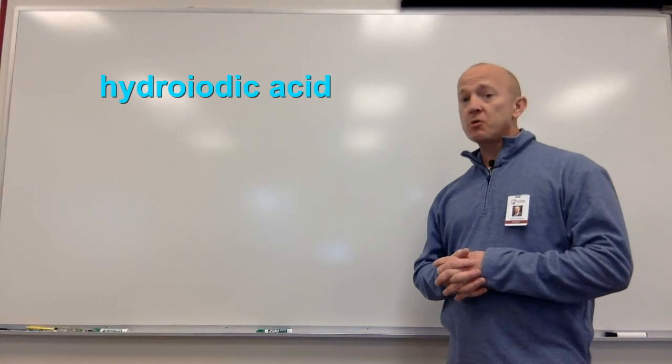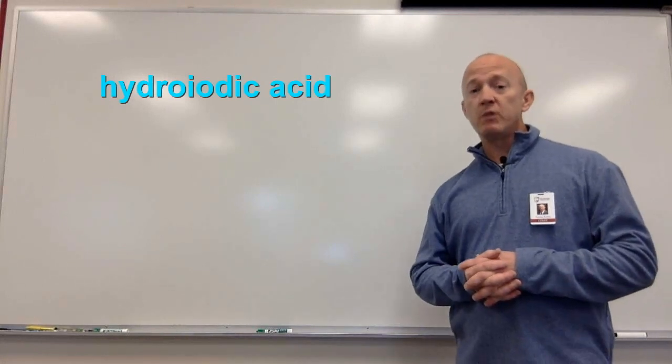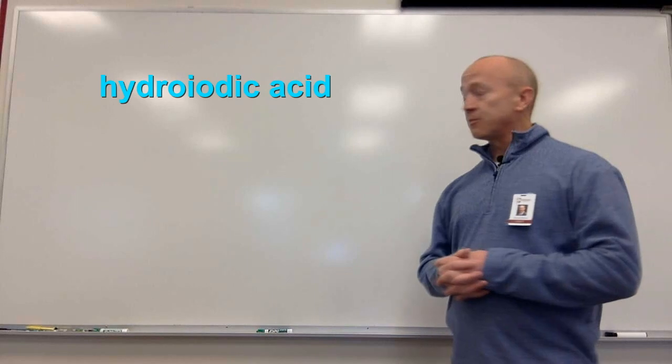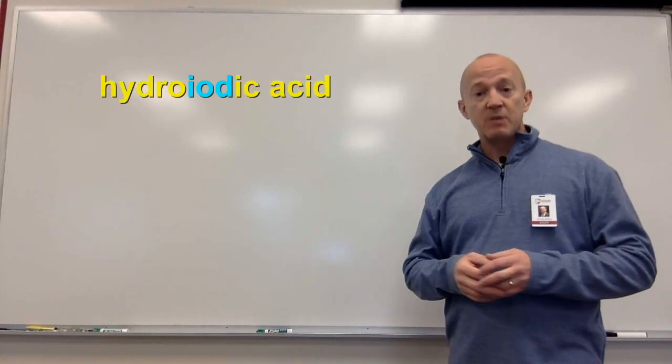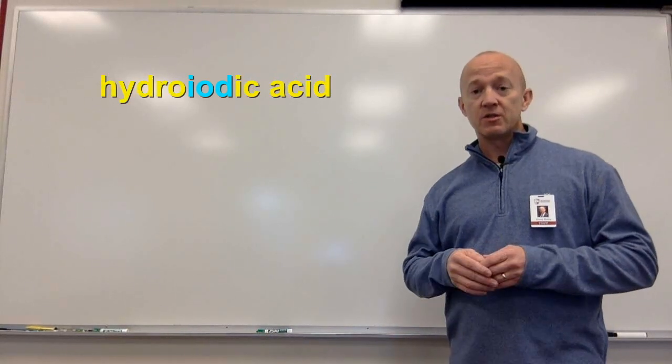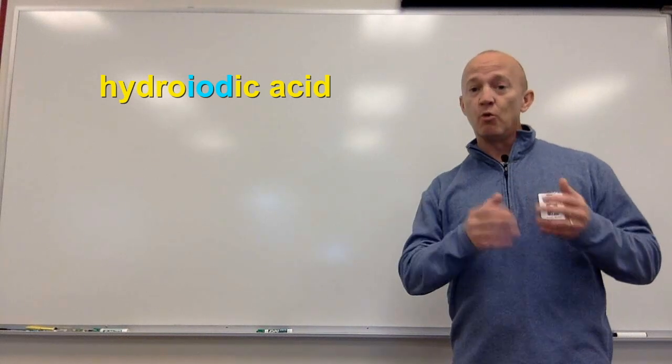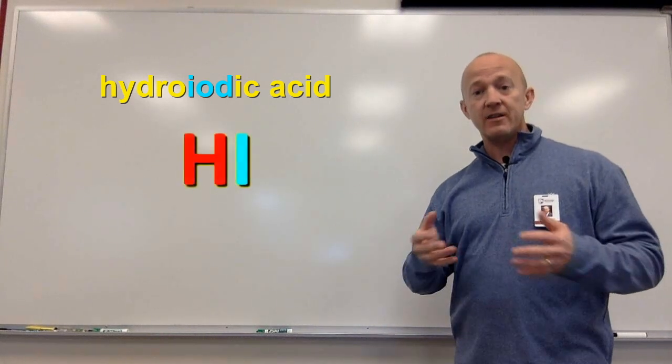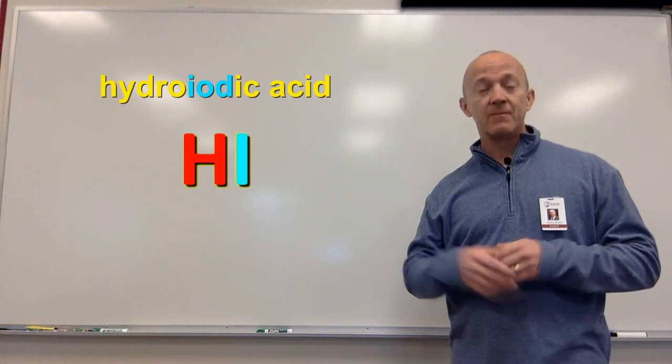And we can do the same thing with acids as well. Here's hydroiodic acid. How will we write that as a formula? Well, we see that the prefix hydro is present, which means that it's a binary acid. So therefore we know it's hydrogen and only one other element. In this case, iodine. So therefore the formula is simply HI.